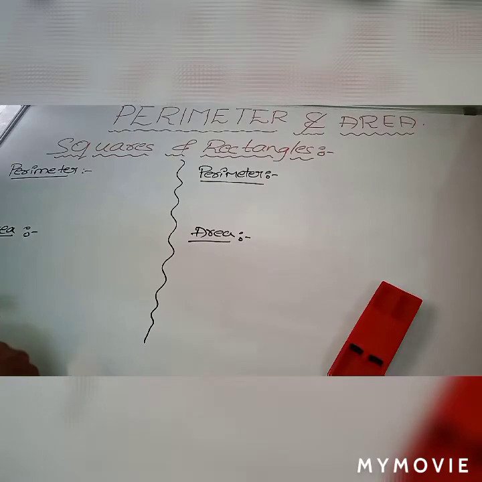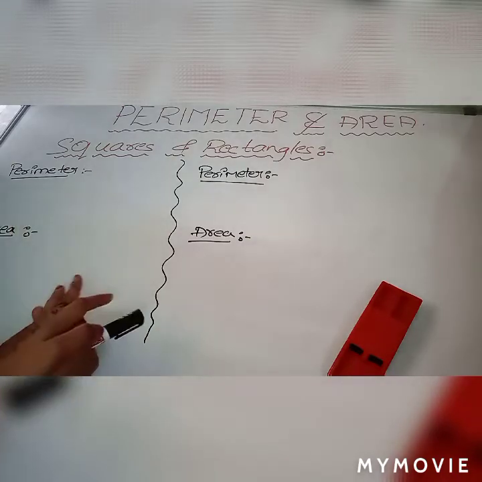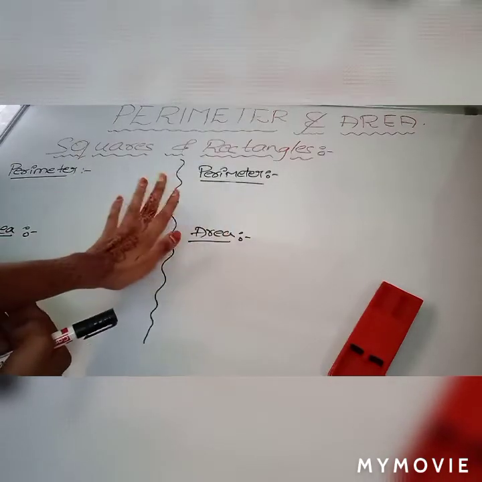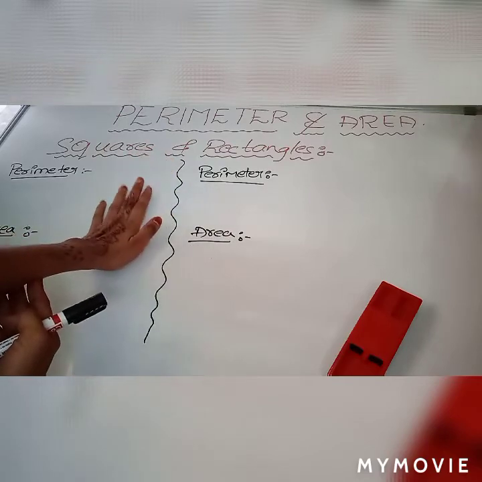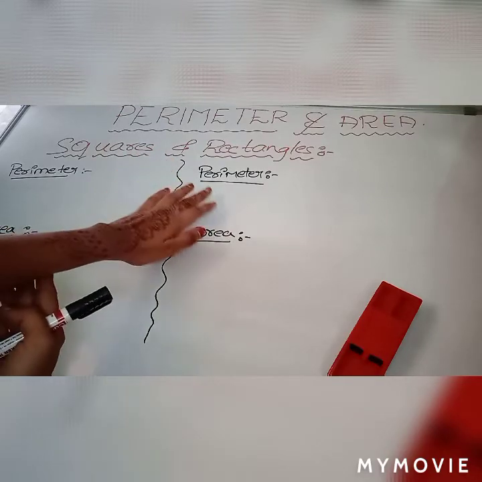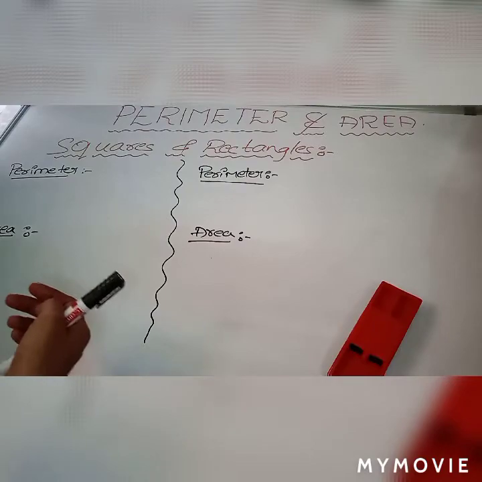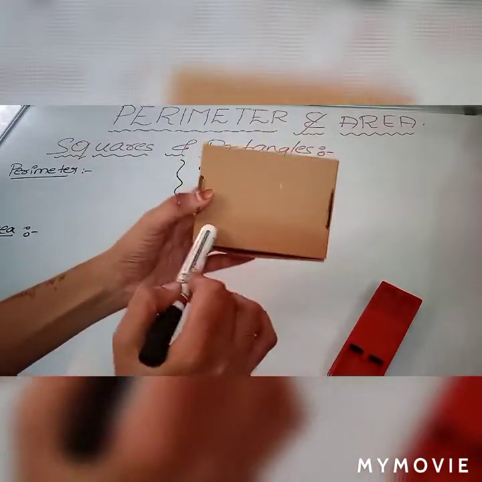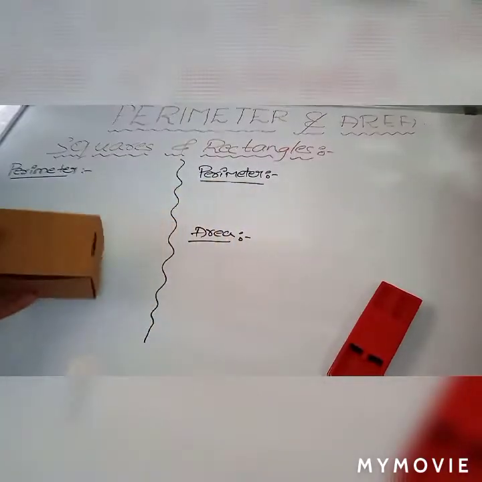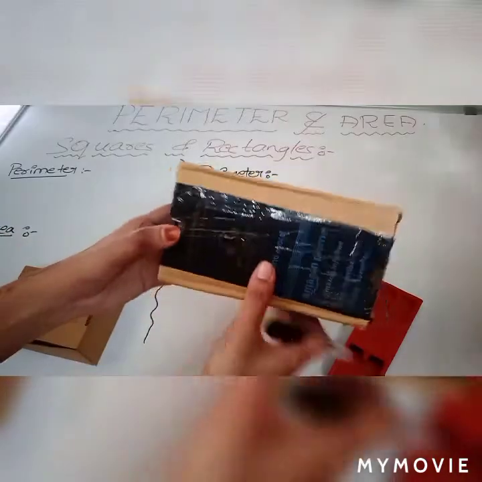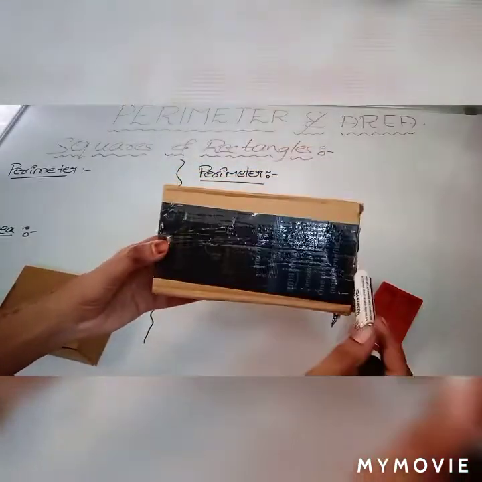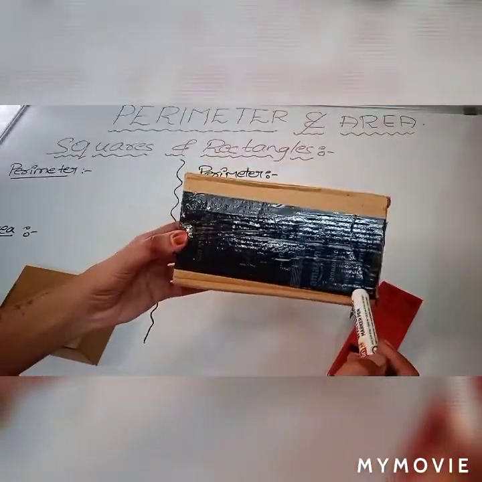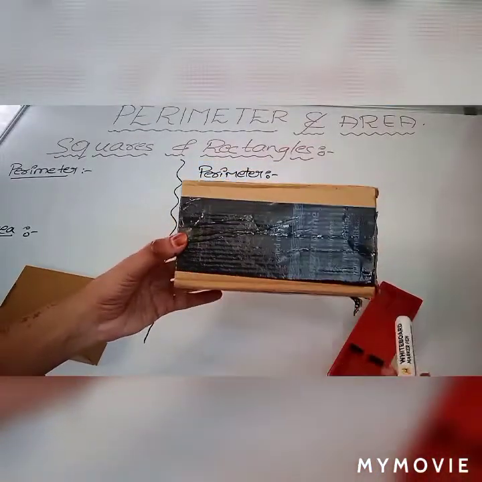Our next topic is squares and rectangles. Here we will find the perimeter and area of squares and rectangles. So children, what is a square and a rectangle? What's the difference between a square and a rectangle? In a square, all four sides are equal. This is the square. But for a rectangle, only two sides are equal. This is the length and this one is the breadth.